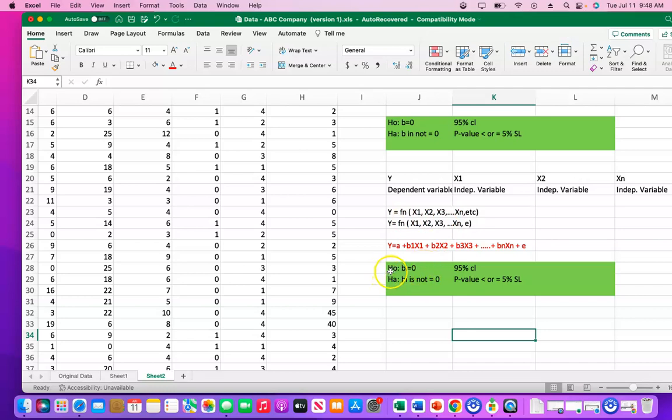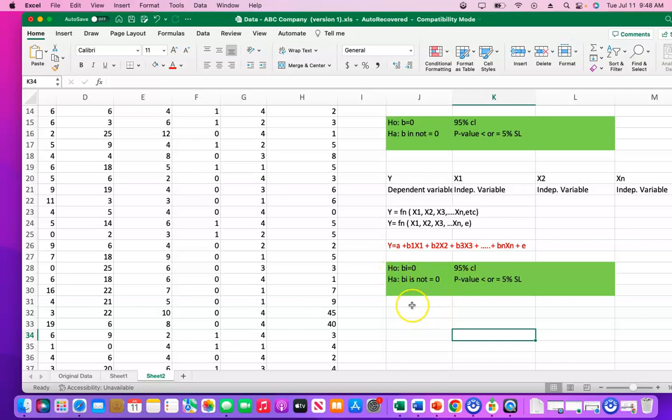That's the null hypothesis, and we have a 95% confidence level. And the alternative hypothesis is that the slope of a particular variable is not equal to 0. It is significantly different from 0, and we will prove that by the probability value of that particular variable, or of that particular slope of a variable, and it should be less than or equal to the significance level. And in this case, our significance level is 5%.